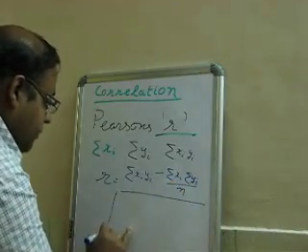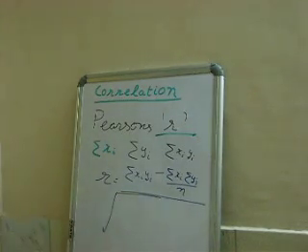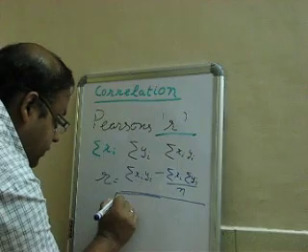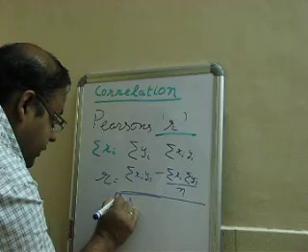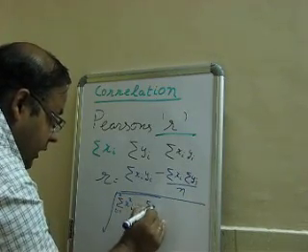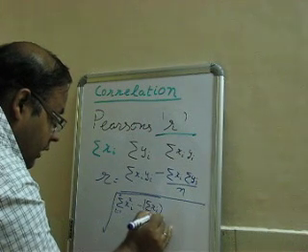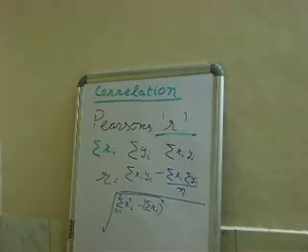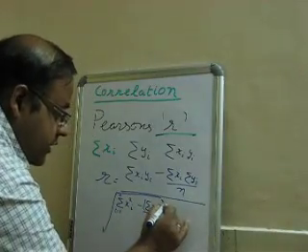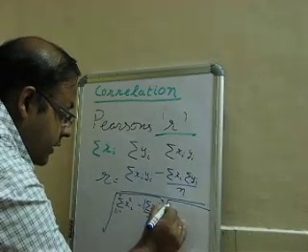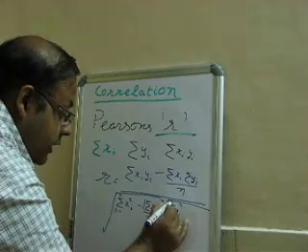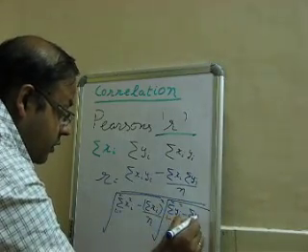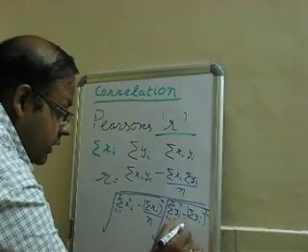upon square root of summation xi square, i is equal to 1 to n, minus summation xi whole square upon n. Similarly for yi, summation yi square, i is equal to 1 to n, minus summation yi whole square divided by n.